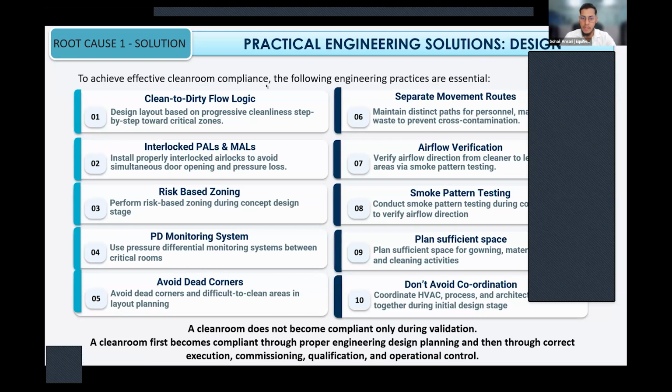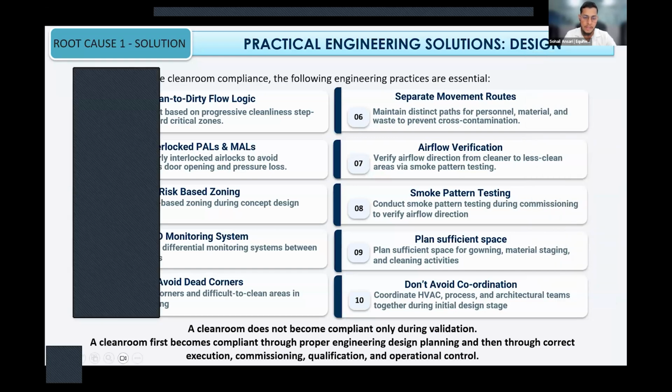Point number seven is to verify airflow directions from cleaner to less clean areas. Point number eight is to conduct smoke pattern testing during commissioning to verify airflow directions. Point number nine is to plan sufficient space for gowning, material staging, and cleaning activities. And the last point is to coordinate the HVAC, process, and architecture teams together during the initial design stage.